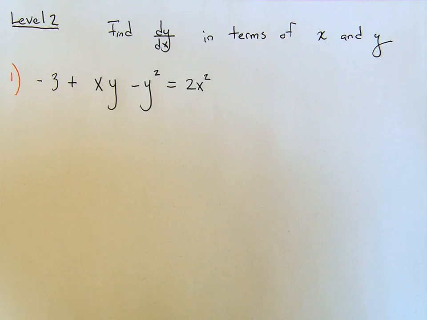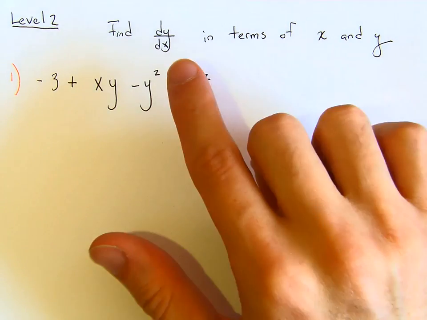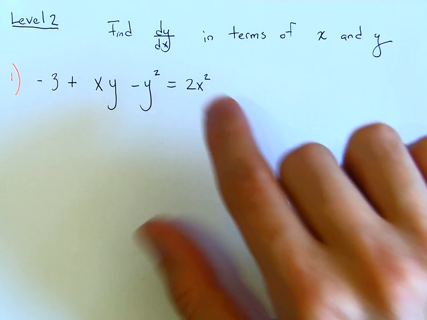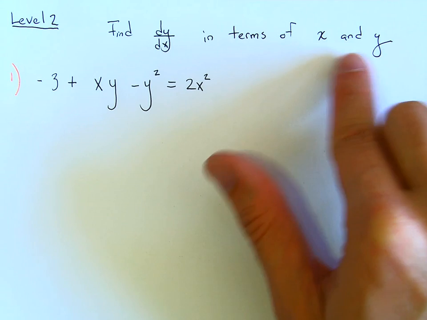All right, welcome everybody. Let's do this. Level 2 of implicit differentiation. So these questions get a little more difficult. Find dy dx in terms of x and y.